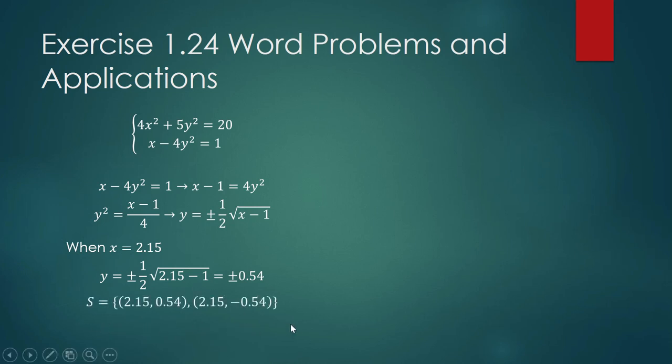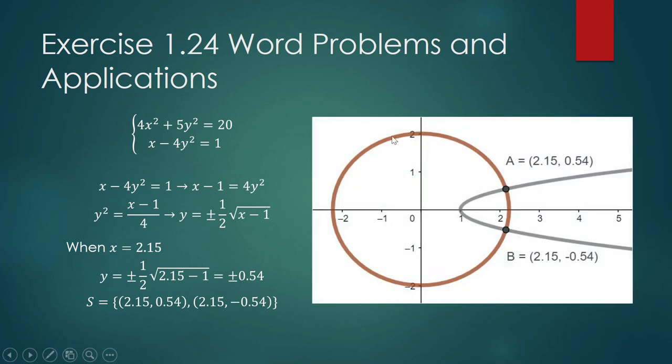So we should be careful in writing the solution set. The elements of your solution set come in pairs. They come as coordinates of a point. So this is one point of intersection, x, y, and this one is another point of intersection, 2.15 and negative 0.54. Okay, so let us bring back again our curves. This is our ellipse, the orbit of a planet, and this is the trajectory of a comet. And these two are the points of intersection. And the coordinates of those intersections are 2.15, 0.54, and 2.15 and negative 0.54. And so we got it right.